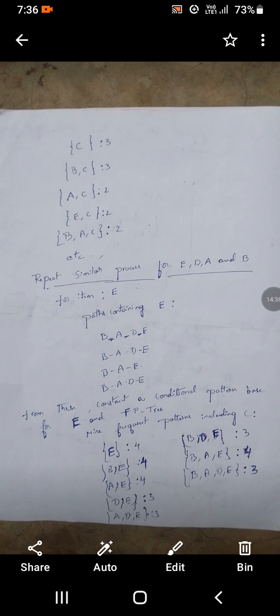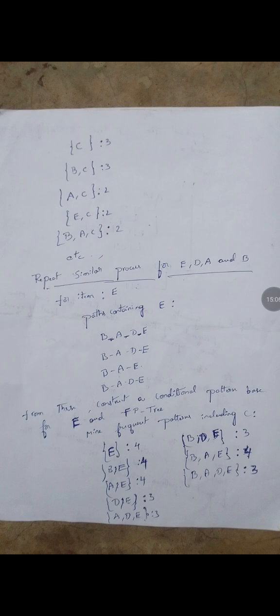We have to follow this procedure as per the tree structure, with the least frequency item sets upwards. For the item set C, the paths containing C give the frequent item sets we have observed. Repeat the similar process for E, D, A and B.